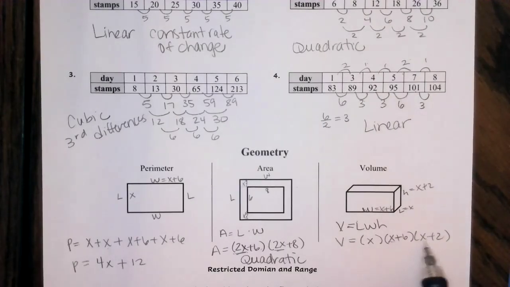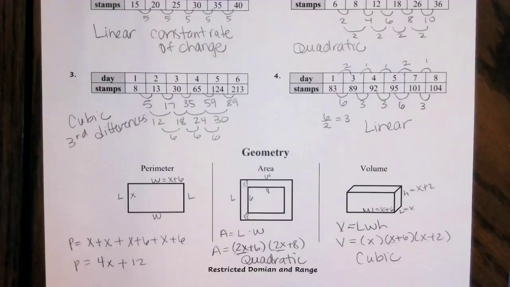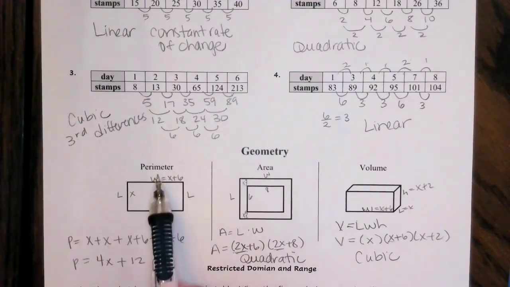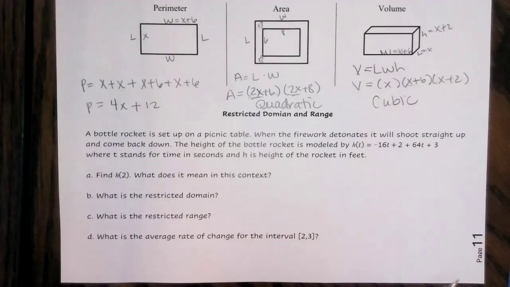And the x times the x times x is going to give me an x to the third power. And this is cubic. So when you're looking at some of the geometry context, keep that in mind. Perimeter would give you a linear function, area would give you a quadratic function, and volume would give you a cubic function. All right, so we're going to look at some of the restricted domains as well and some of the word problems that come from this.